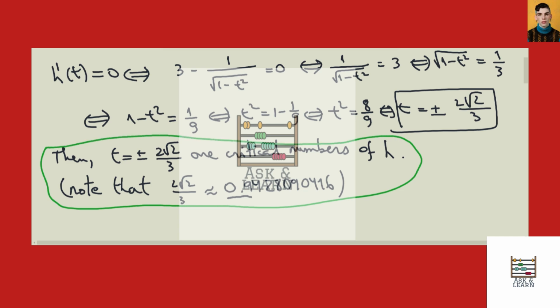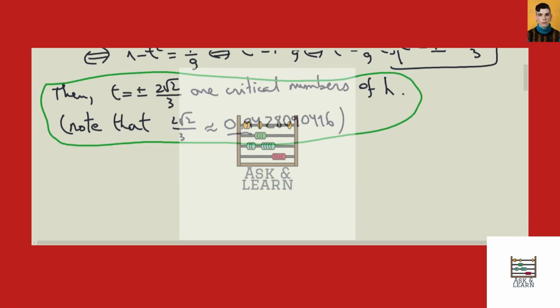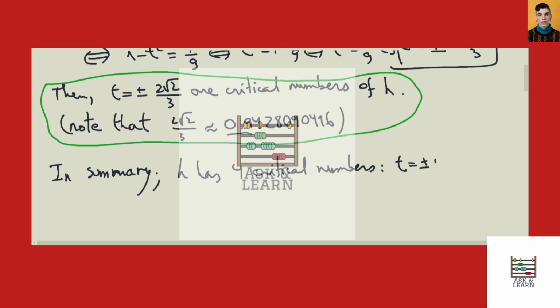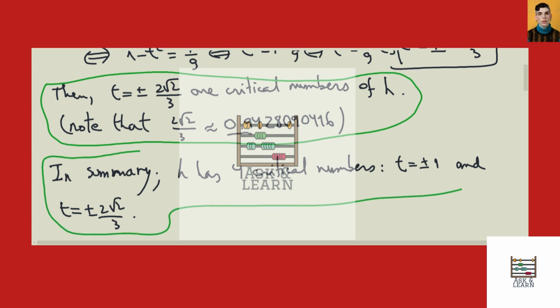So in summary, function h has 4 critical numbers: t equal plus or minus 1 and t equal plus or minus 2 square root of 2 over 3. And this is the final answer.